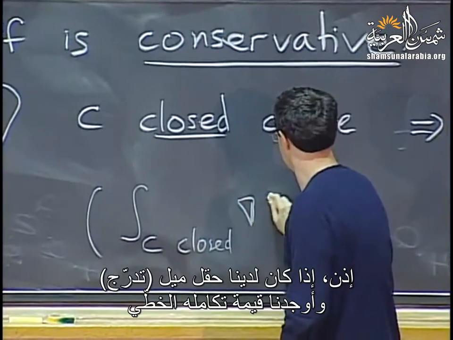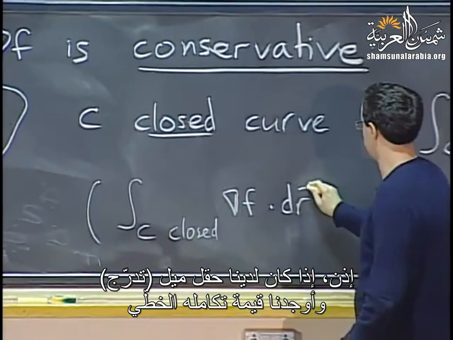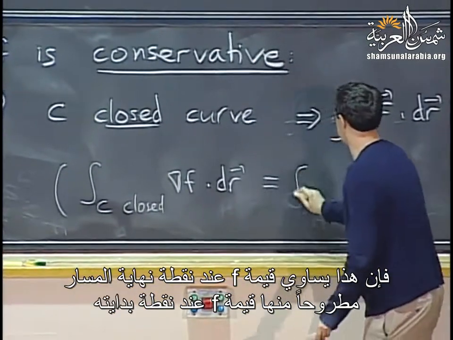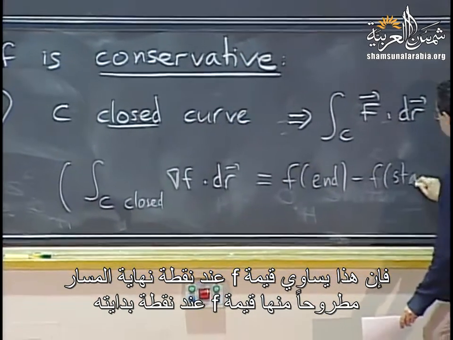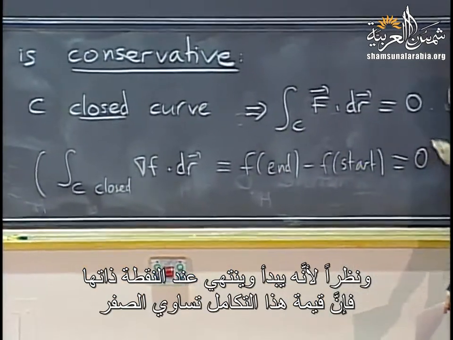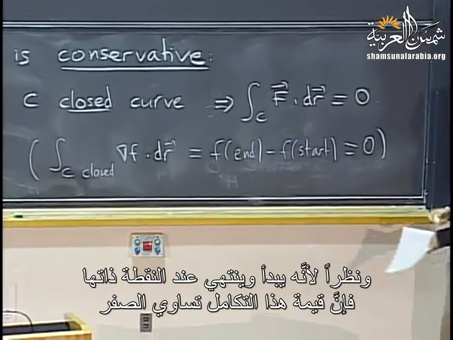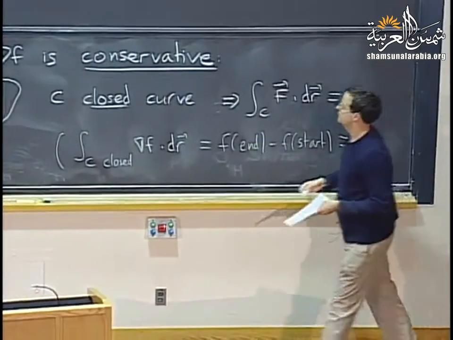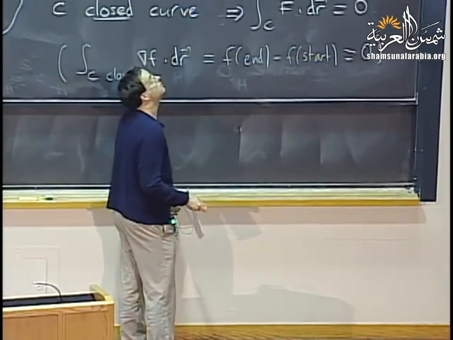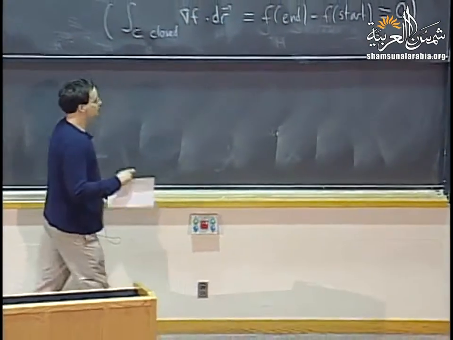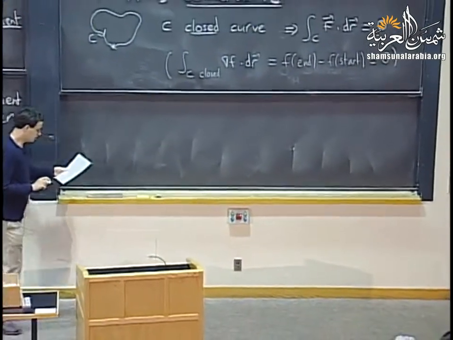So if I have a gradient field and I do the line integral, then I will get f at the end point minus f at the starting point. But they're the same point, so that's 0. Okay.